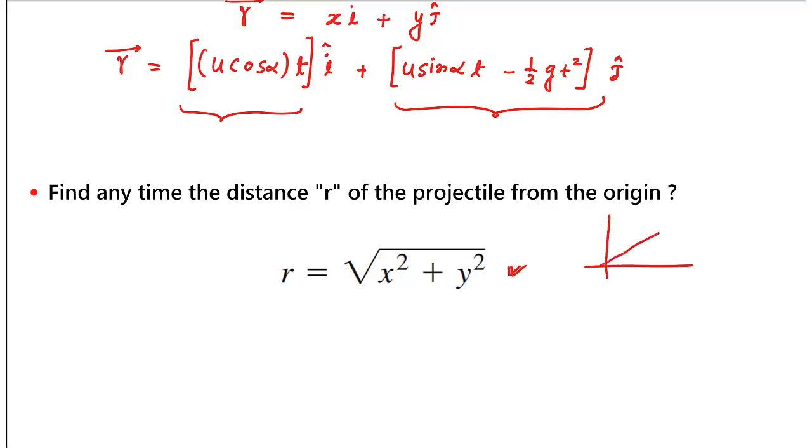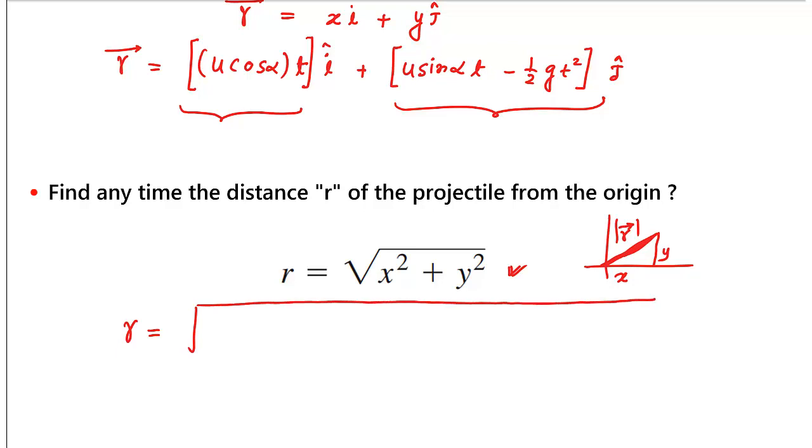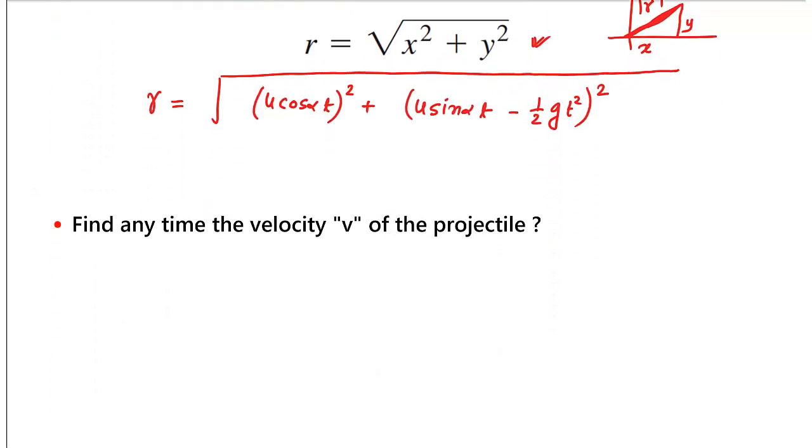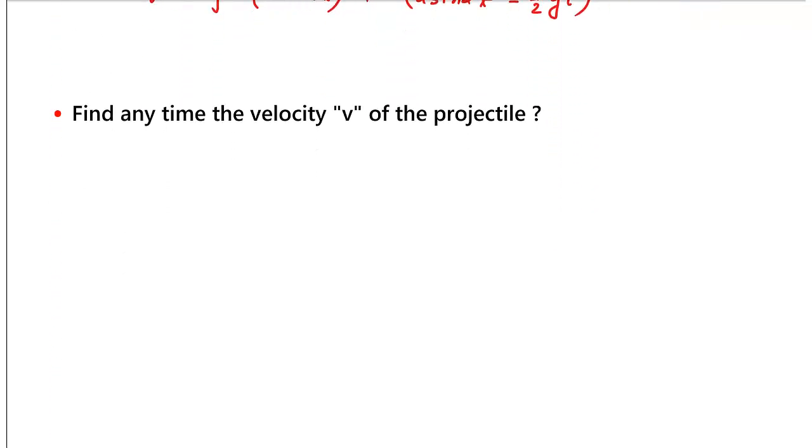For example, if you want to calculate this distance, and this distance is x, this distance is y, then you can use Pythagoras theorem, and this distance, that is the magnitude of r, will be simply under root x square plus y square. So now I can write r is equal to the square root of x, which is u cos alpha t whole square, plus y, which is u sin alpha t minus half g t square, and then you square this term, sum, and take the root. So this is the distance from the origin. So we calculated the position vector and distance from the origin at any given point of time.